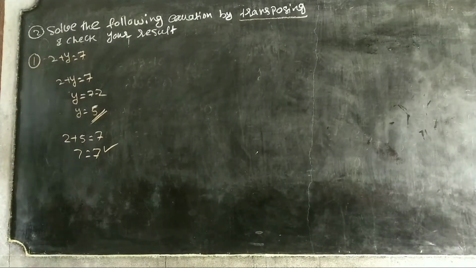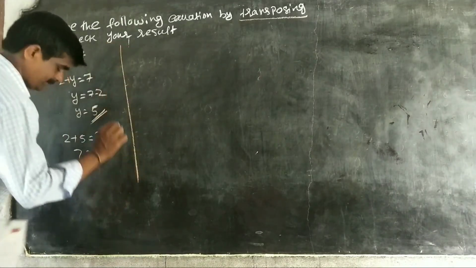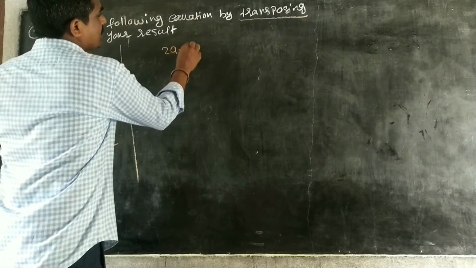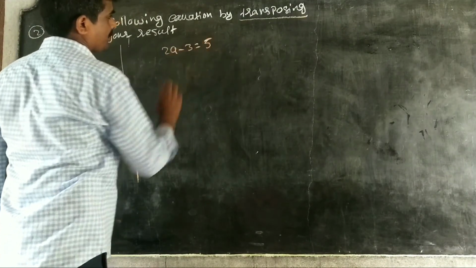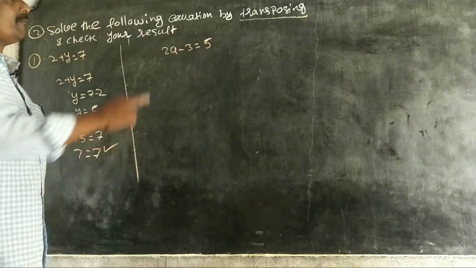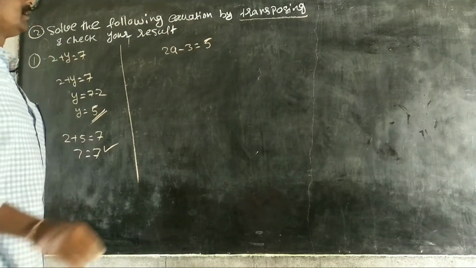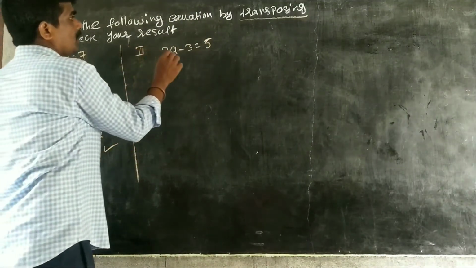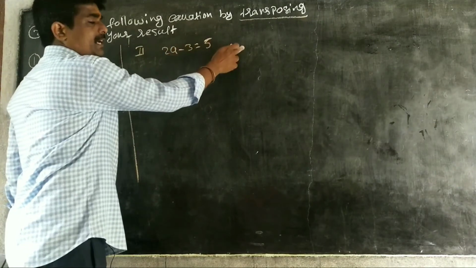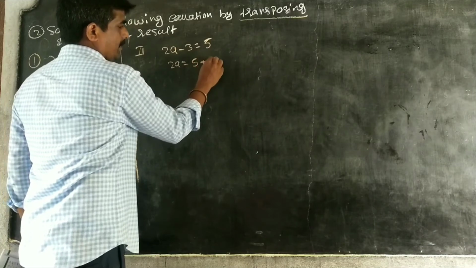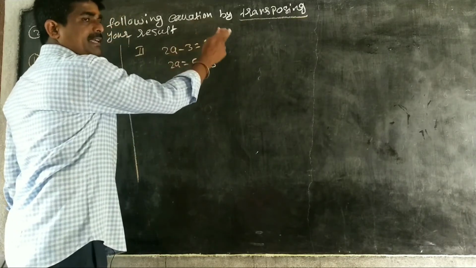Next, again one problem I am telling. So 2a minus 3 is equal to 5. How do we have to solve? With the transposing method. So first, minus 3 brings to that side as plus 3. 2a is equal to 5 plus 3.